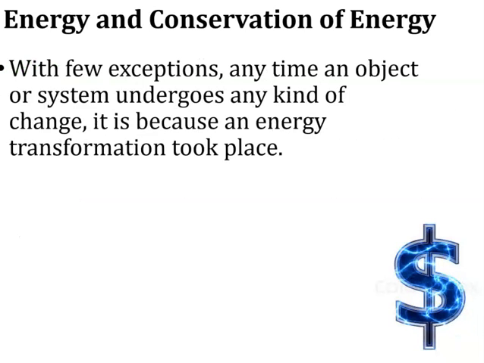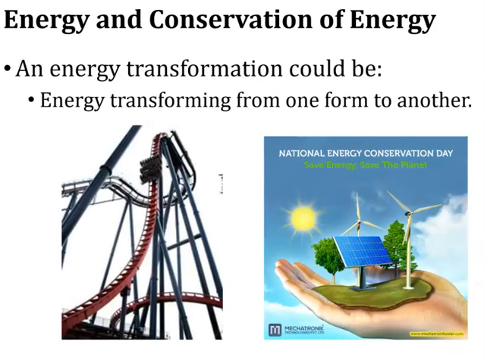With few exceptions, any time an object or system undergoes any kind of change, it's because there is some kind of energy transformation that took place. Now, energy transformations can come in many different forms. For example, an energy transformation could be energy transforming from one form to another. On the roller coaster, energy is transferring from gravitational potential energy into kinetic energy. In the image with the solar panels, energy is transforming from light energy into electrical energy. Or, same thing, the kinetic energy of the wind transfers into electrical energy in the wind turbines.